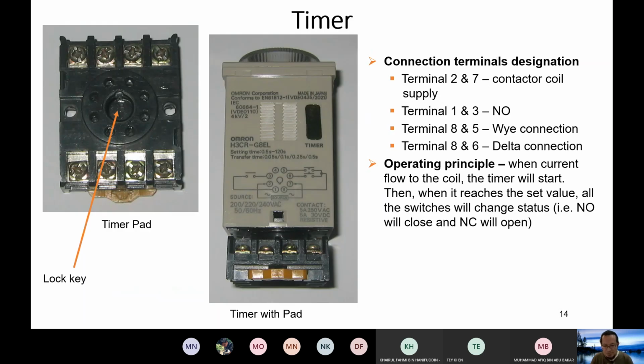Okay, so these are all the terminal connections. If you can zoom in on this one, these are all the terminal connections here. So how can you connect them physically, because a timer also has a coil. It has a supply coil which is connected to terminal 2 and 7 physically in this equipment, and you also have a normally open point switch, and you have a Wye connection switch and a delta connection switch.